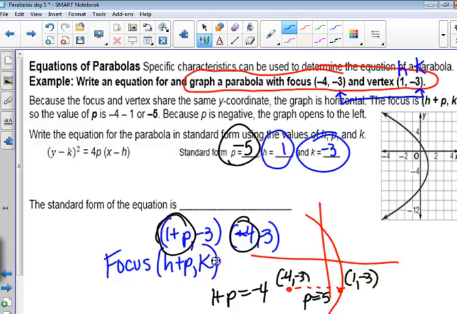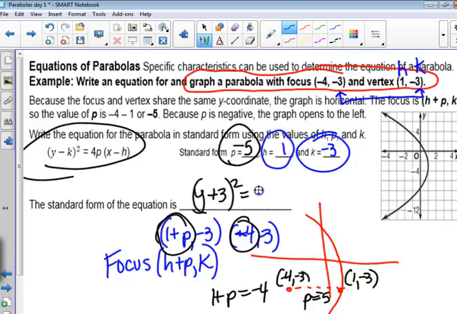All right, once you have those, all it is is writing it in. You said it's sideways, so the general form for sideways is here. Can you plug those numbers in? (y minus negative 3), or y plus 3, squared equals 4 times -5, or -20, times (x minus h), or x minus 1.